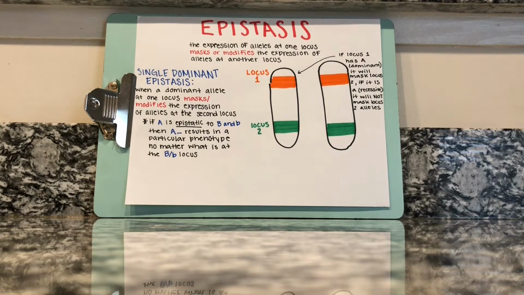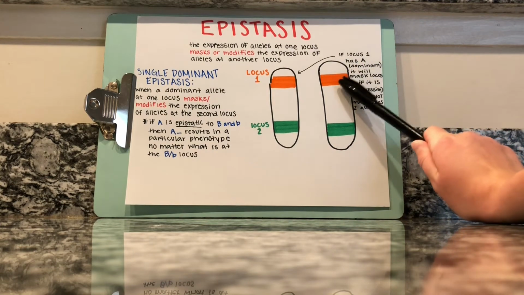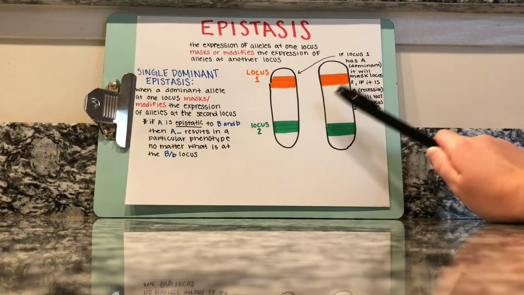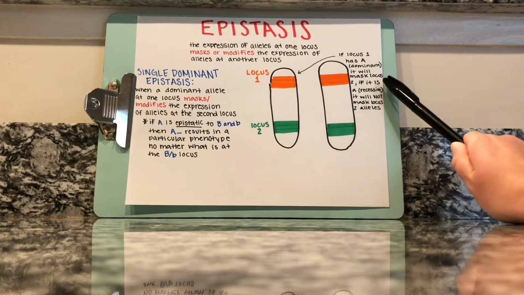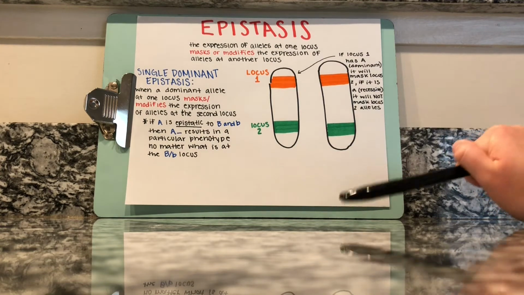Today we're going to be talking about epistasis. Epistasis is the expression of alleles at one locus that masks or modifies the expression of alleles at another locus. You can see this illustrated in the picture here: if at locus 1, A has dominance over any other allele, it will mask any allele at locus 2. If it is a recessive, it will not mask locus 2 alleles.